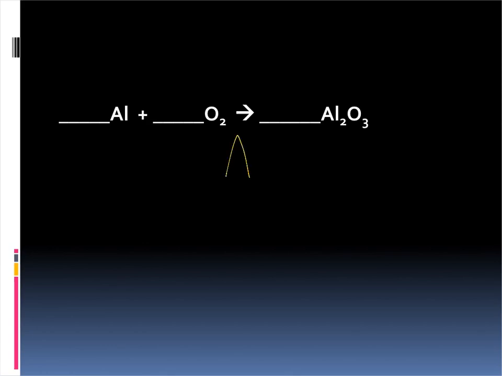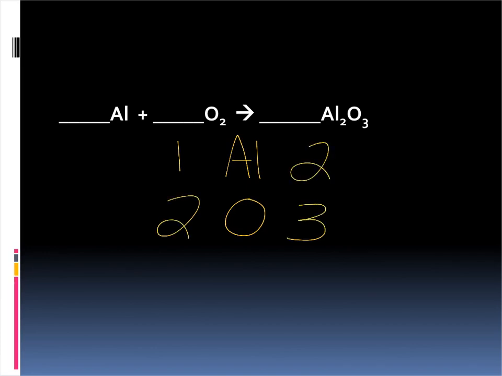All right, so write your atom count. Count how many you have on each side. Okay, so I see that I have 2 aluminums. So I need 2 aluminums on this side over here. So I'm going to put a 2 there. So now I have 2 aluminums. Okay, and then my oxygens, I've got 2 and 3. Well, how the heck can I get 2 and 3 to be the same number?